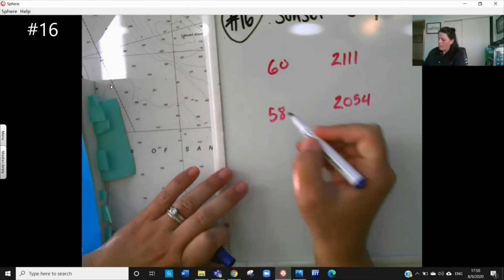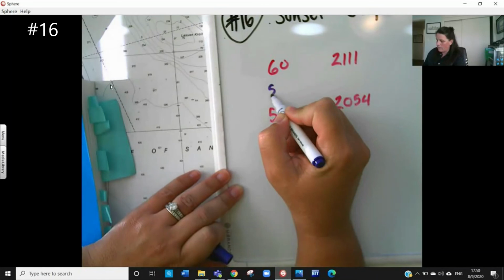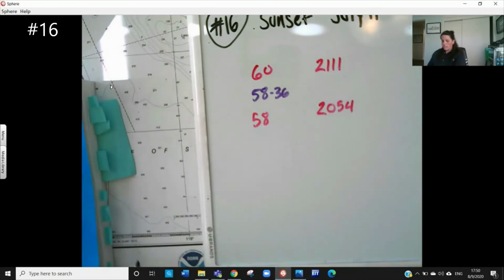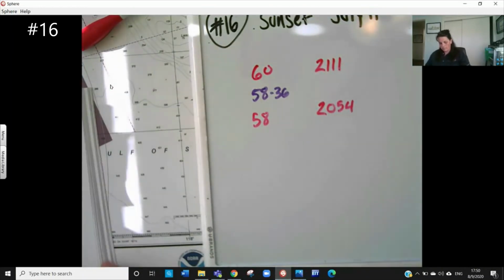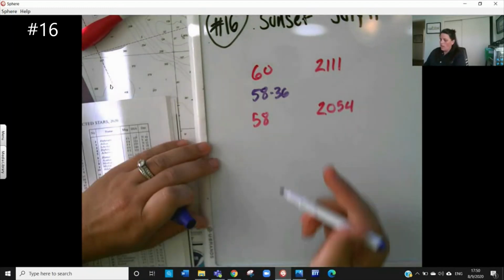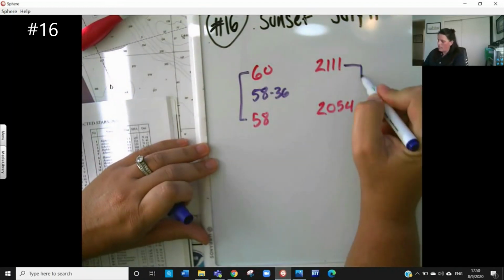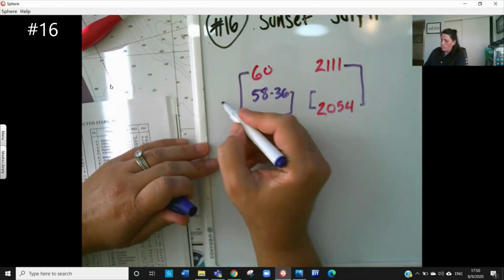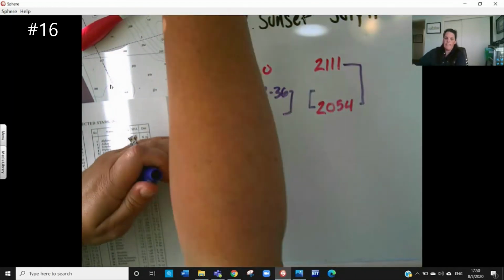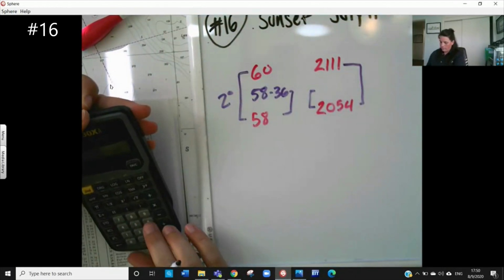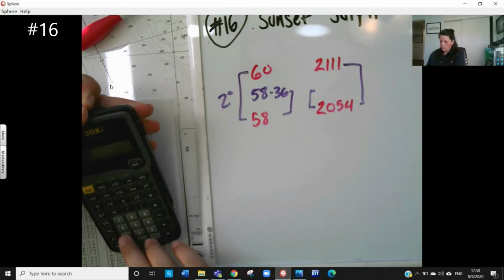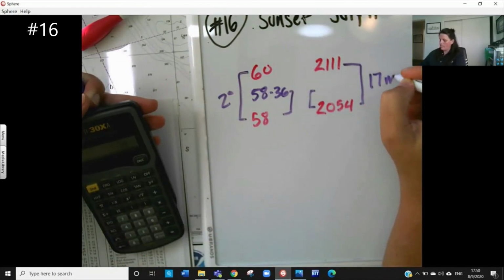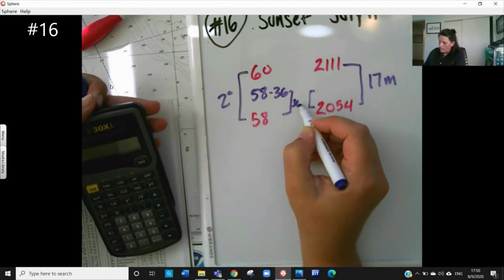Now the latitude that I'm at is 58 degrees 36. In order to use the table in the back, I want to know what the time differences between all of these are. Here we have 2 degrees. Here we have 17 minutes. And here we have 36 minutes.